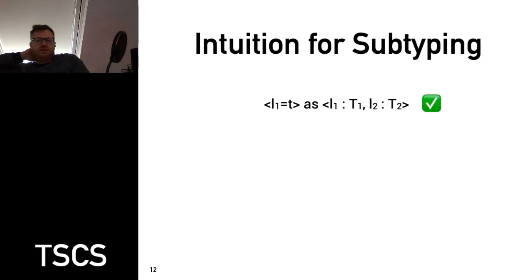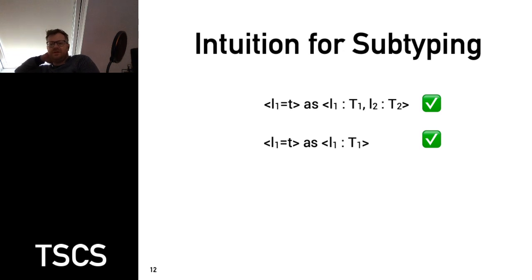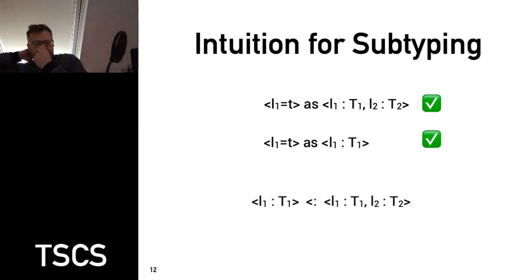So this thing type checks. So L1 equals T as L1 T1 L2 T2. This type checks. Should this type check? Yes, of course, this also type checks. And this is fine. So is then L1 T1 a subtype of L1 T1 L2 T2?